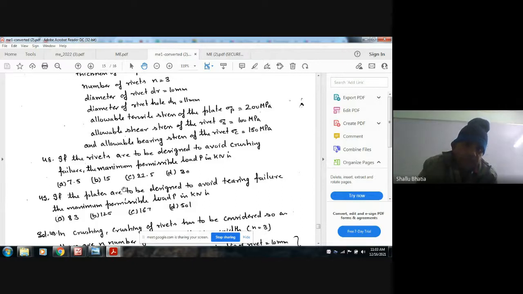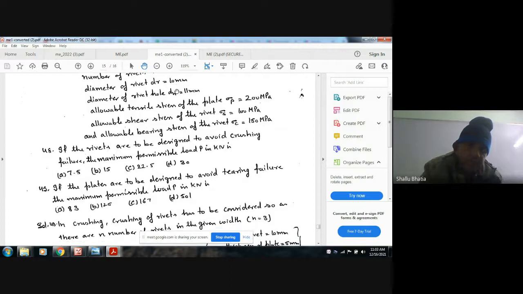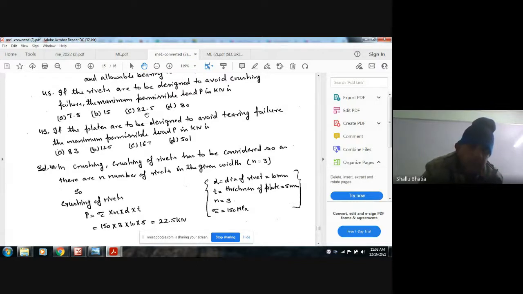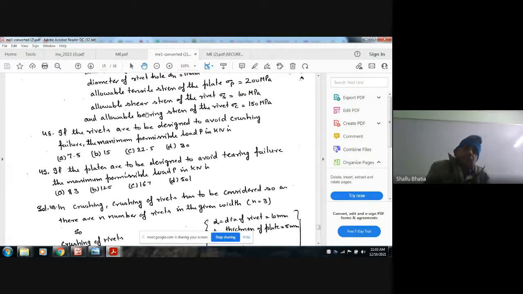Okay. Now, if the rivets are to be designed to avoid crushing, crushing will take place in the rivet only, so we have to take the diameter of the rivet. Crushing of the plate does not take place here. So the crushing area is n d t, the diameter of rivet is 10 and the crushing strength is given. So it will be 22.5. The answer is C.